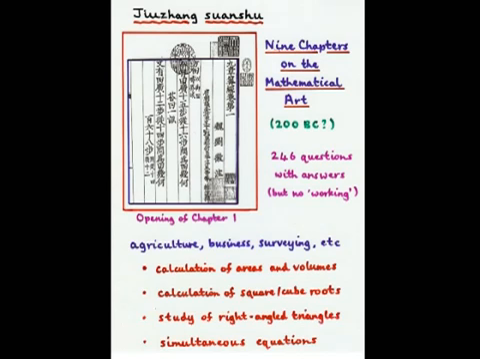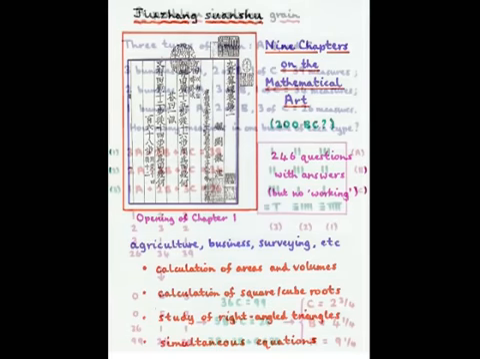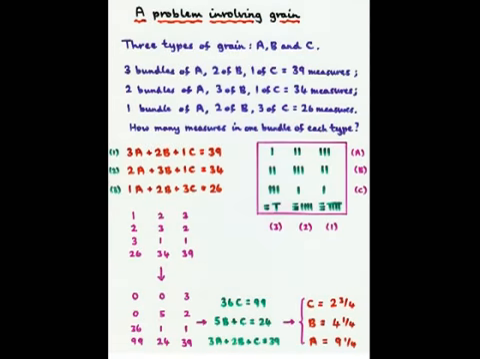There are discussions of the areas and volumes of various geometrical shapes, the calculation of square roots, even the calculation of cube roots, study of right-angled triangles, and the solution of simultaneous equations. And the last area in particular is very remarkable. Here is an example. There are 3 types of grain, which we'll call good, moderate, and poor.